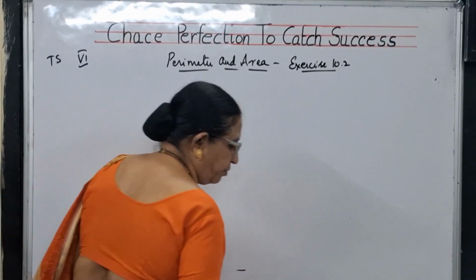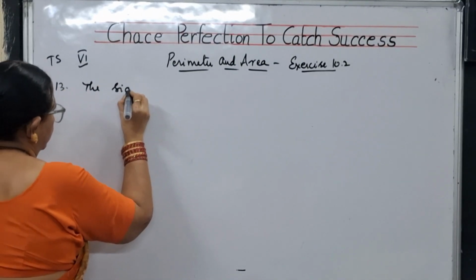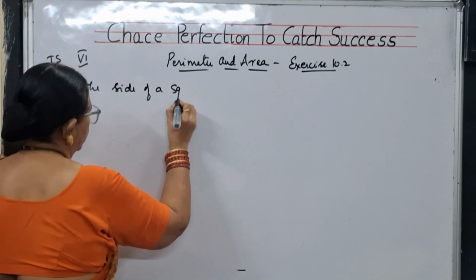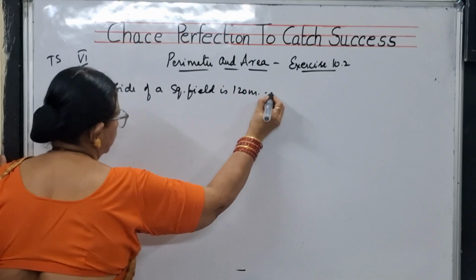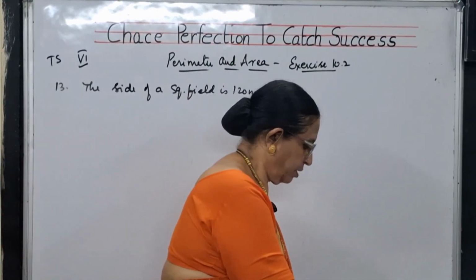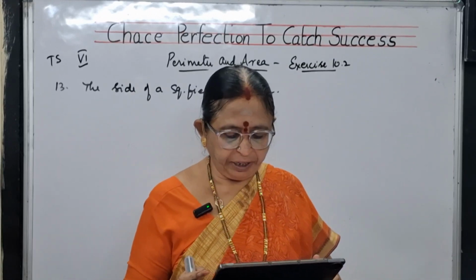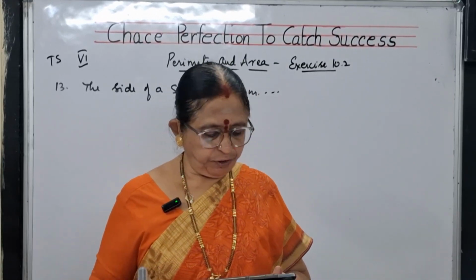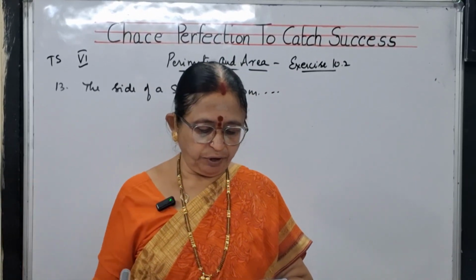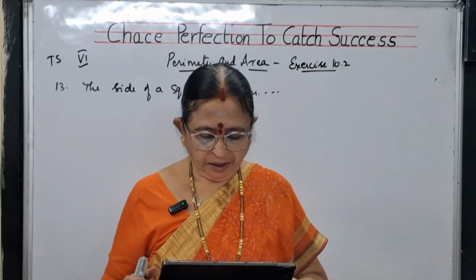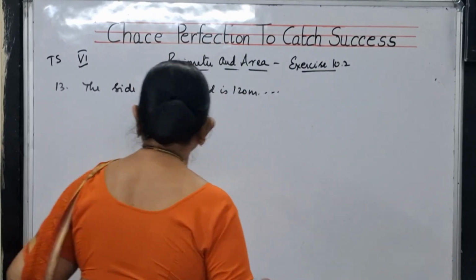The side of a square field is 120 meters. Cost of preparing a grass lawn is 35 rupees per square meter. Lawn means the entire land, that means you have to find out the area. How much will it cost if the entire field is converted into lawn? So what is the cost you have to find out?